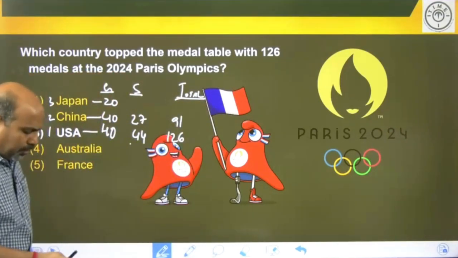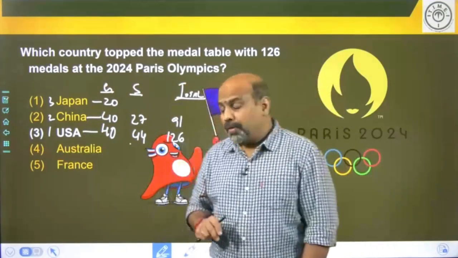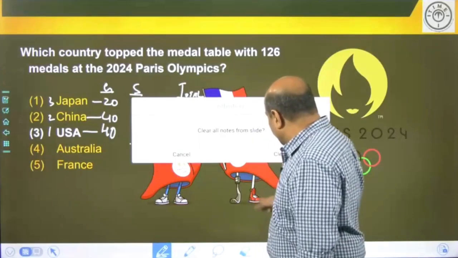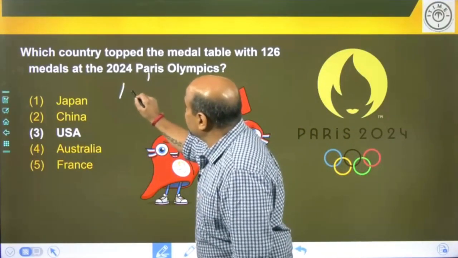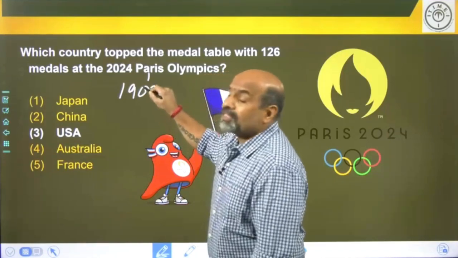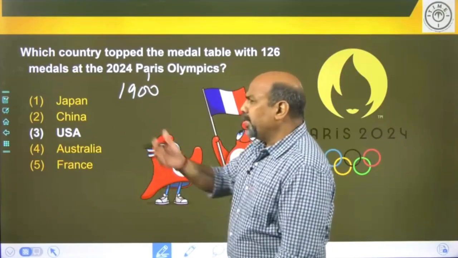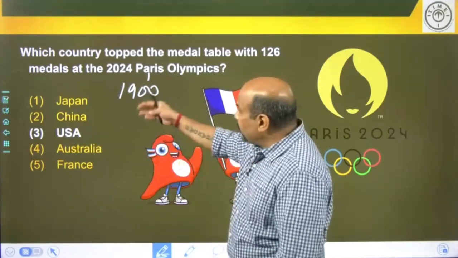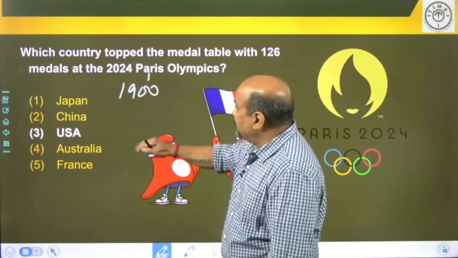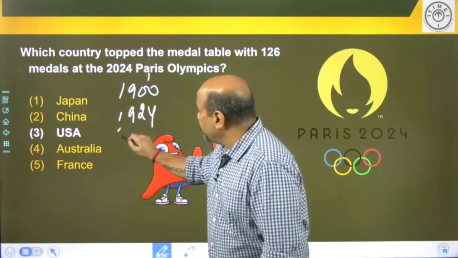Now, the Paris Olympics was the third time that Paris had played host to the Summer Olympic Games. Third time Paris. The first time was in 1900. These were the second Summer Olympic Games. In 1896, they started the modern Olympics in Athens, Greece, and then they came to Paris in 1900. Then 1924 is the second time. Now 2024.